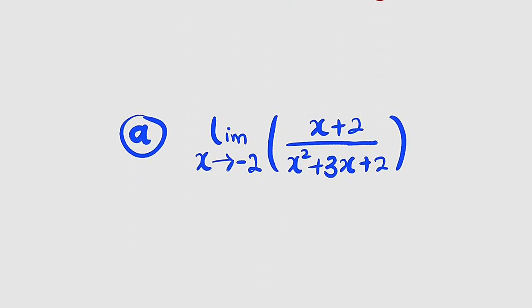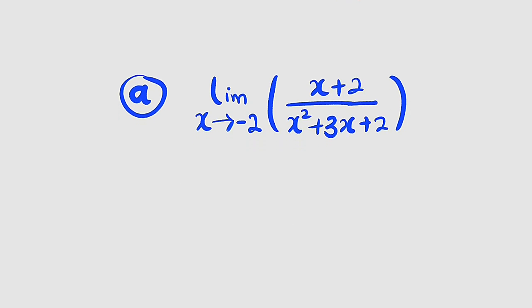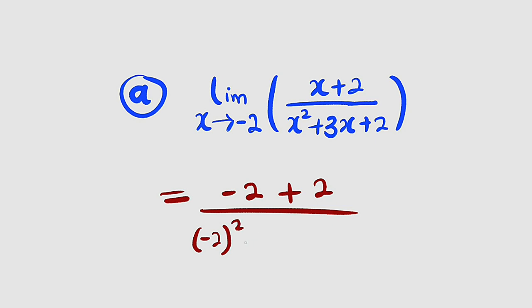The first one, we would like to evaluate the limit of the function x plus 2 divided by x squared plus 3x plus 2 as the value of x approaches negative 2. Before we apply L'Hopital's rule, I would like us to direct substitute to see the output. This will give us negative 2 plus 2 to the top. To the bottom, we have negative 2 all squared plus 3 multiplied by negative 2, then plus 2.